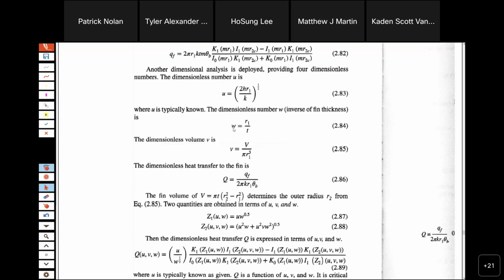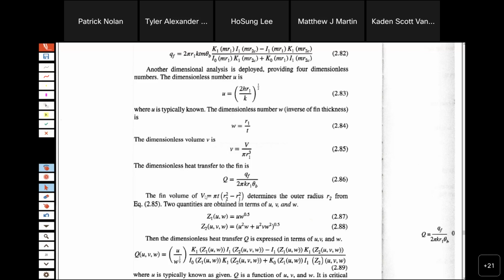Okay, U, W, V. So I try to express things in dimensionless terms. I define Q as QF over 2 pi K R1 zeta V. Usually the denominator is known; 2 pi K R1 zeta V is known. So the actual heat transfer over some known value, I set as capital Q.